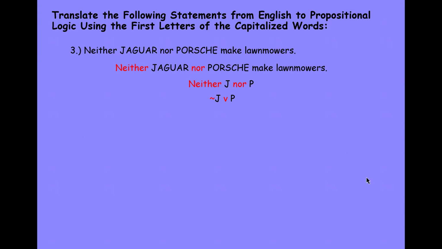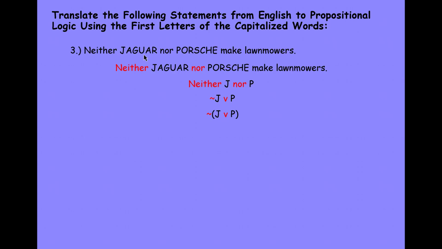Now we have to decide what the scope of the tilde is. Is it J or is it the disjunction? So again, this statement says it's not the case that Jaguar makes lawnmowers, nor is it the case that Porsche makes lawnmowers. So it seems to assert that both of these are false. So the scope of our negation then is going to have to be our whole disjunction. So we'll introduce our parentheses here, and we've got it's not the case that J is true, or P is true, or they're both true. So that seems to capture what our original sentence says.